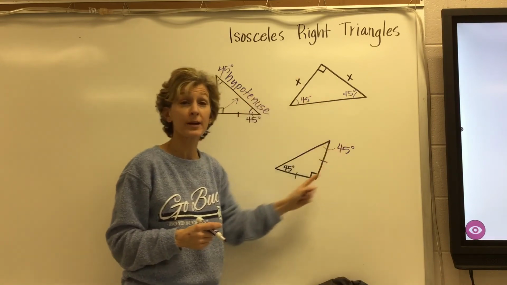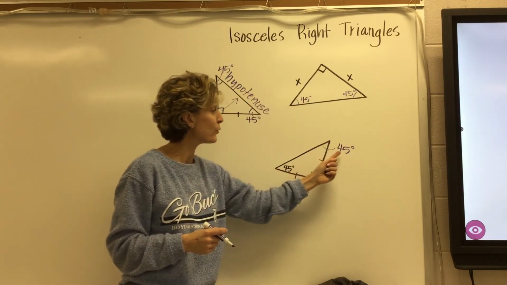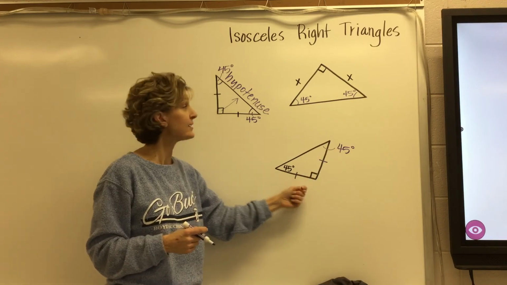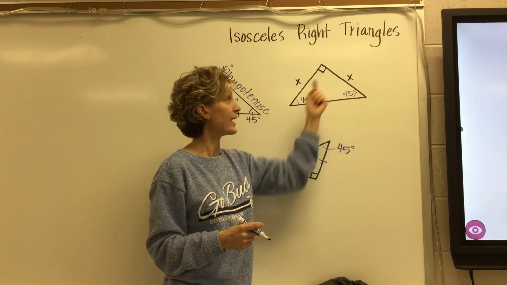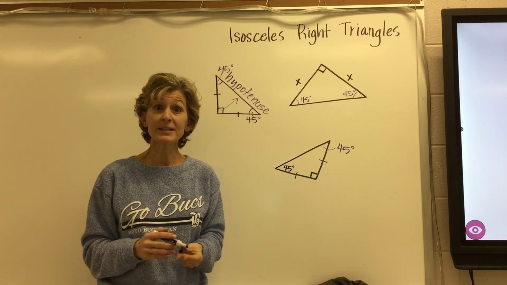This is a special triangle. It's called a 45, 45, 90. You see it? 45, 45, 90. Okay, now jump into 9.2.